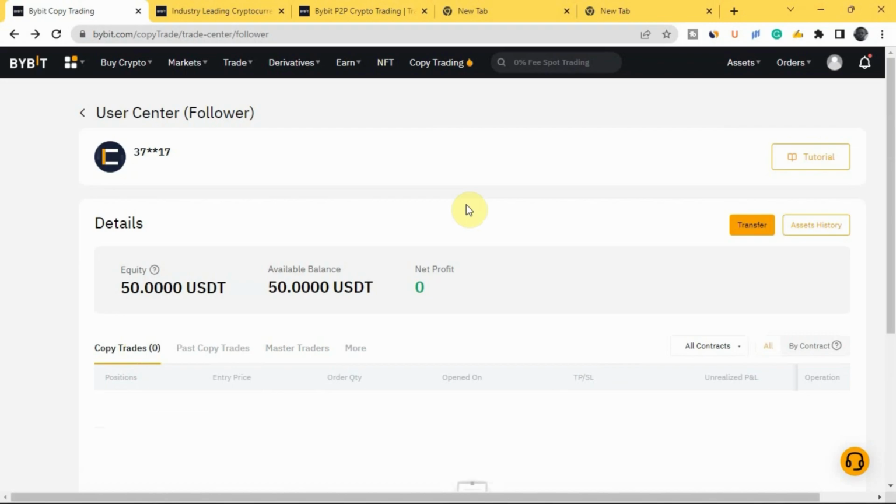So you can see that you don't have to do anything on your own part, just make sure that you select a very profitable trader to copy. Just copy the trades, make profit, and they take 10% of your profit and you enjoy the rest. That is just how you can use the copy trading platform on Bybit.